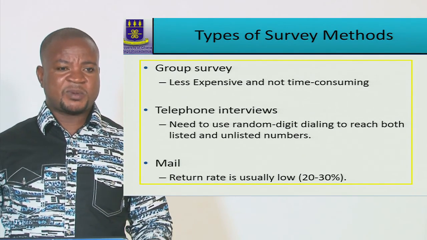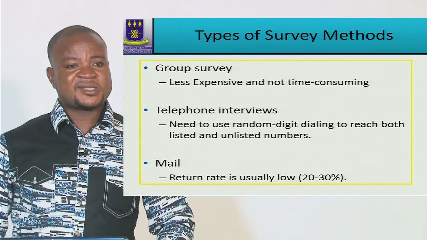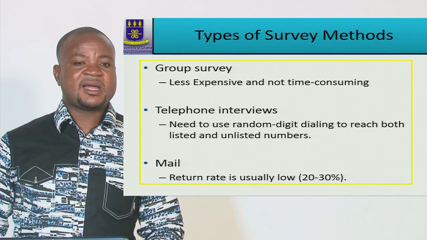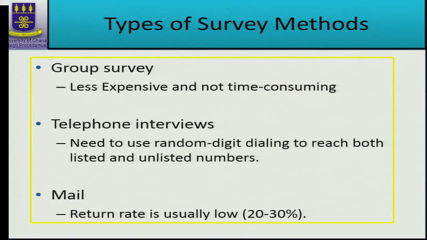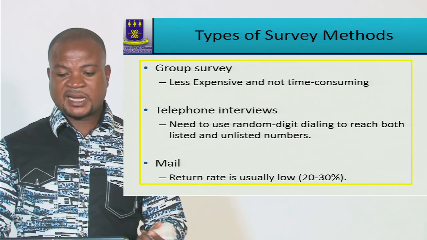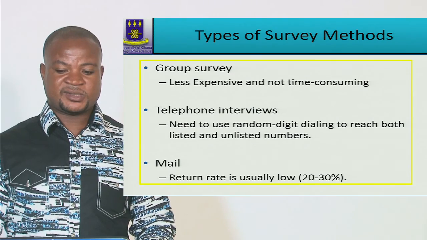We can also have group administration. Sometimes you just get to a classroom, talk to the lecturer concerned, and then you administer your questionnaire. Sometimes survey questions can be done over the telephone. You just call people randomly, find out their views and opinions about an issue of interest to you. Or sometimes you contact them by mail, either by post or by email. So these are some of the survey methods that we use.